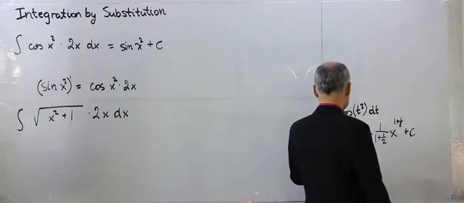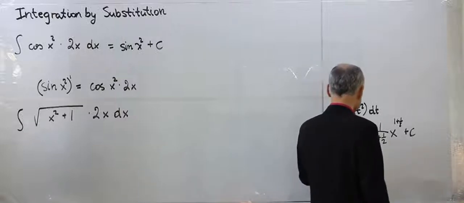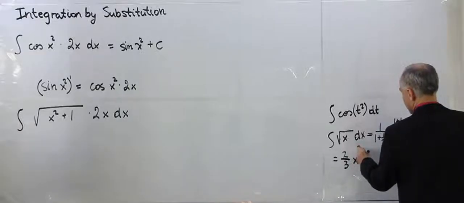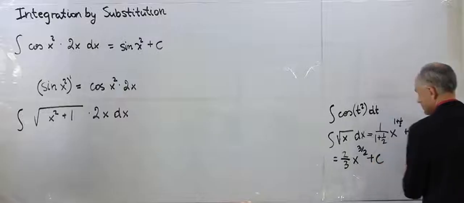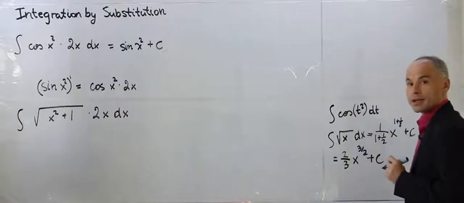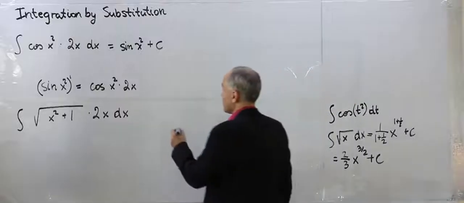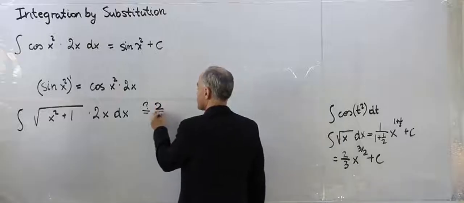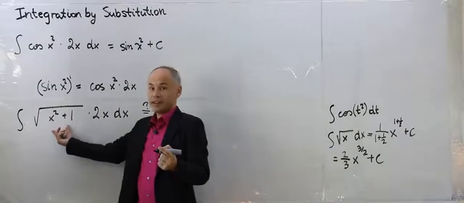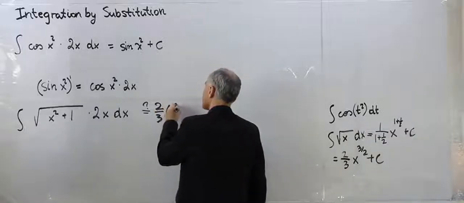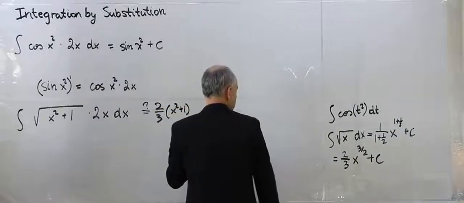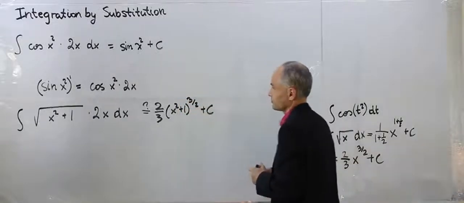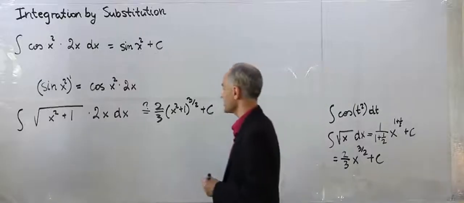So let me simplify this. This is 2/3 times x to the power 3/2 plus c. So then I wonder if maybe that integral will be equal to 2/3. Instead of x, I will put the argument here, x squared plus 1 to the power 3/2 plus c. Let's check if that guess is correct or not.